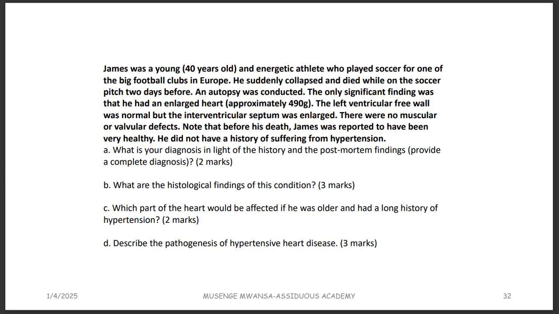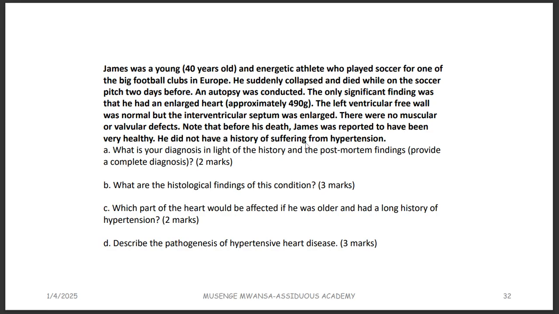What will be your diagnosis? Thank you so much. So there is hypertrophic cardiomyopathy. The explanations for hypertrophic cardiomyopathy will look at the enlargement of the interventricular septum, and then besides that there were no muscular or valvular defects.